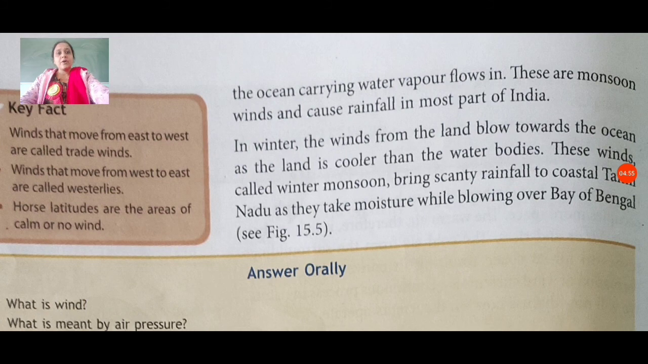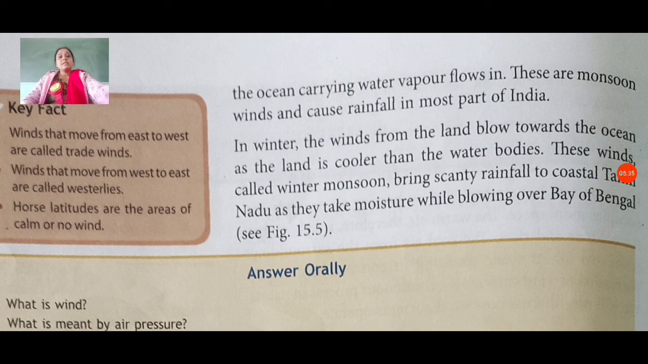The ocean carrying water vapor flows in. These are monsoon winds and cause rainfall in most parts of India. How does rainfall happen? We all know the water available in natural sources like rivers and ponds gets heat during the day, and when water gets heated, it transforms into water vapor, and this vapor goes into the sky. After going there, it meets a cold atmosphere, cold wind, and because of this, it comes back to our earth in the form of rain.